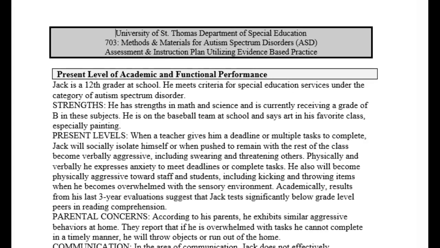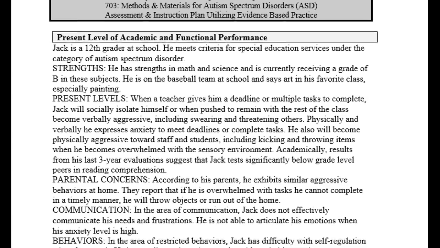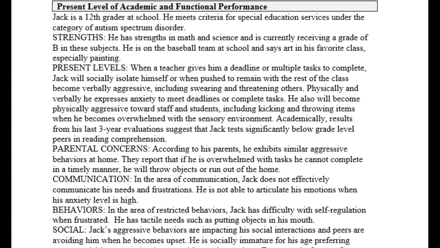Let's go over an example of the final project and what your answers might sound like. So to get the information for the present level of academic and functional performance, you should have observed a student and have access to an evaluation report, a reevaluation report, or a previous IEP. The present level of academic and functional performance, different school districts do this in different ways. So you're going to do what your school district requires.